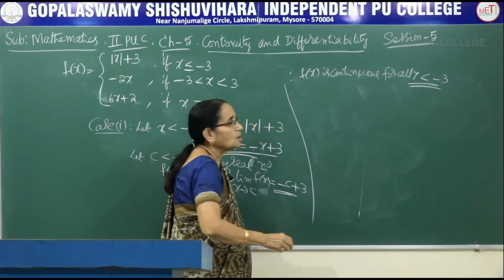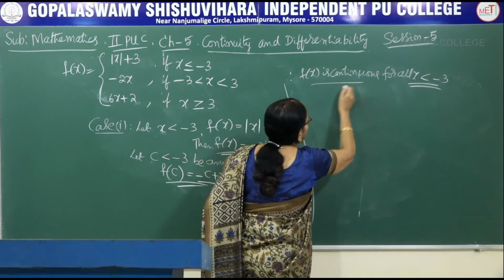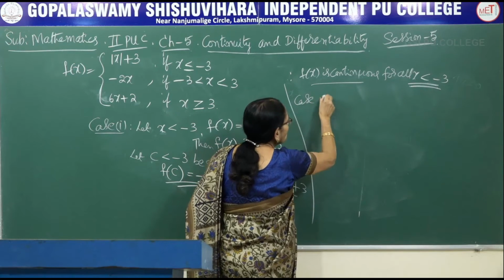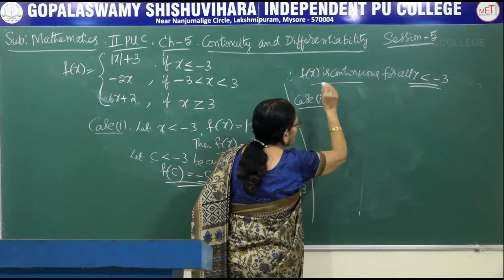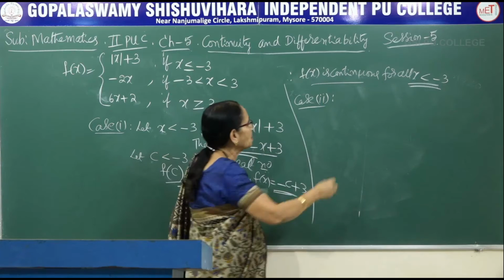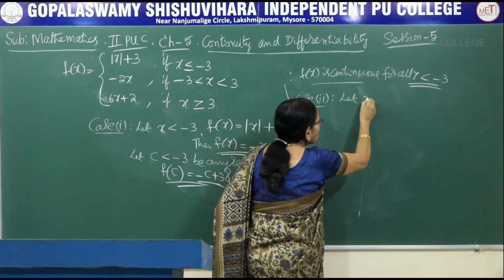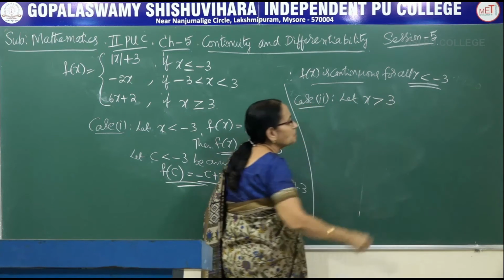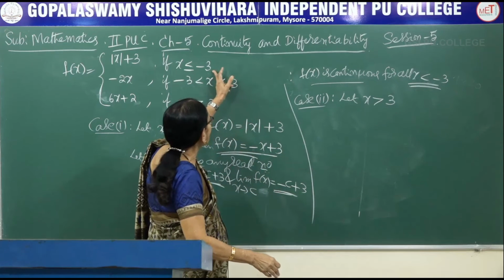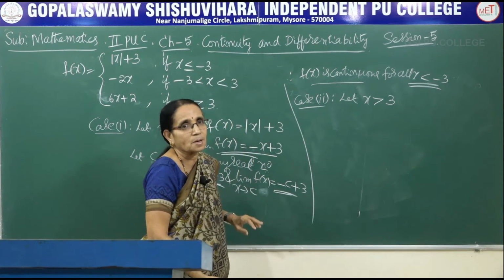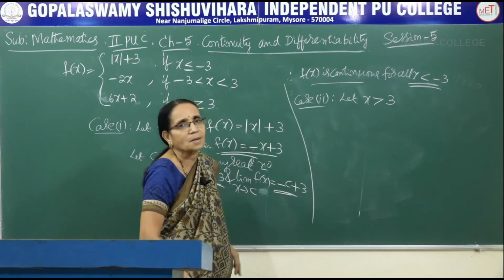Now this is the first case. I told you we will be considering the extreme cases first, then we will come to the points in between. Case 2. Here let x be greater than plus 3. Those are the endpoints I am considering. Minus 3, the other one is plus 3. Let x be greater than 3.